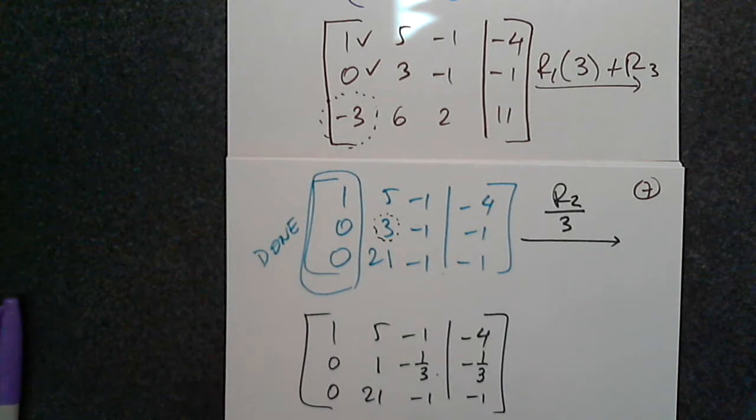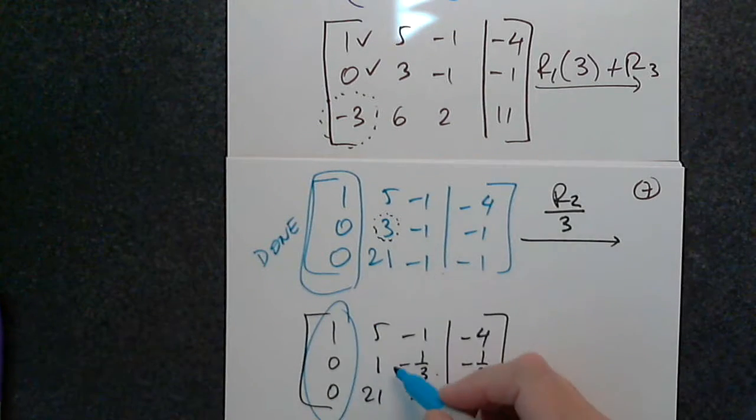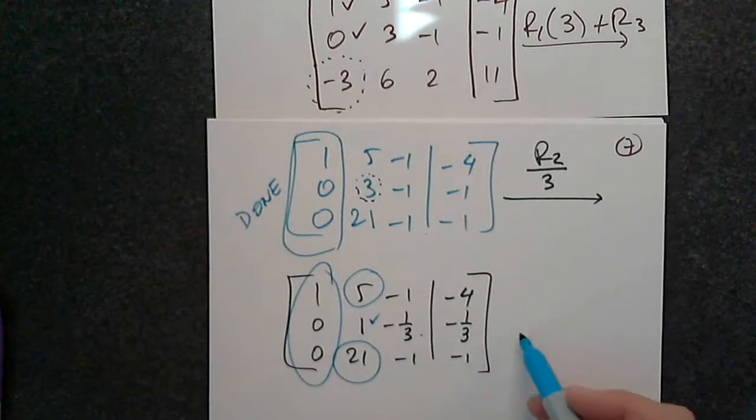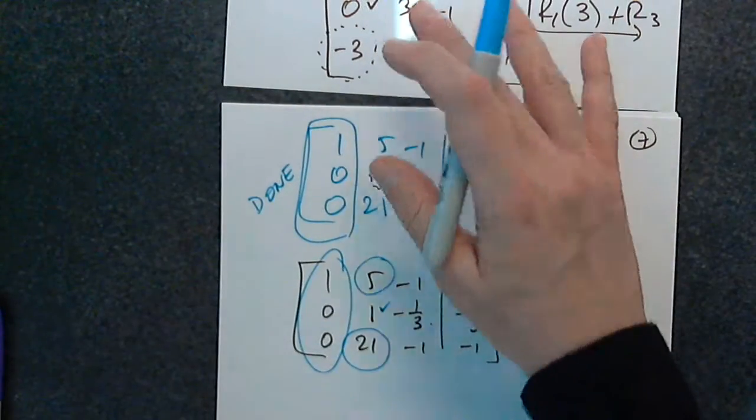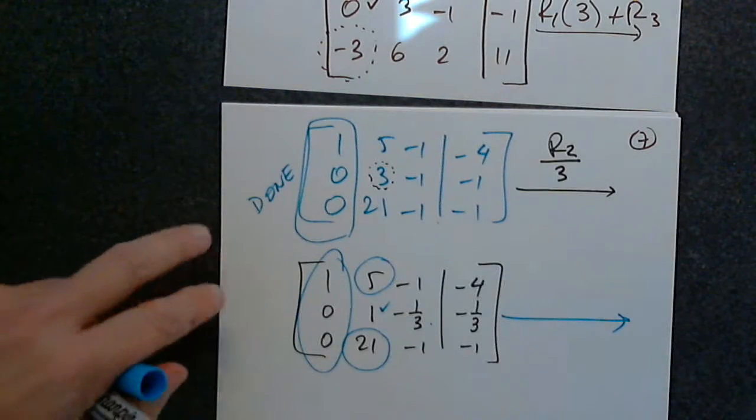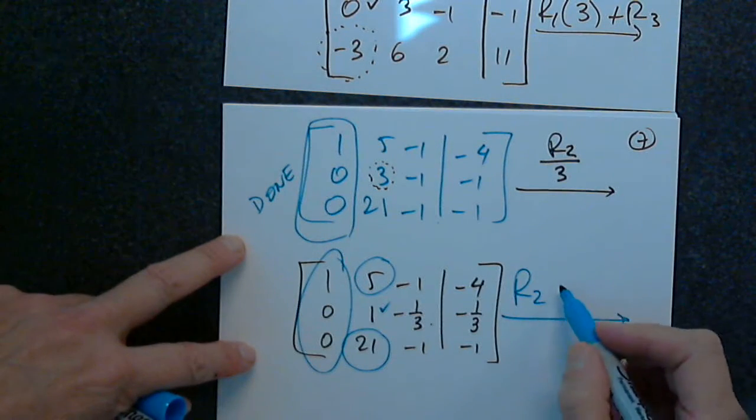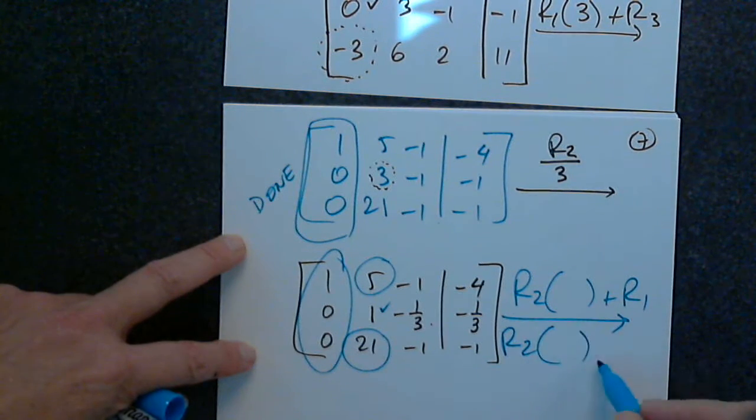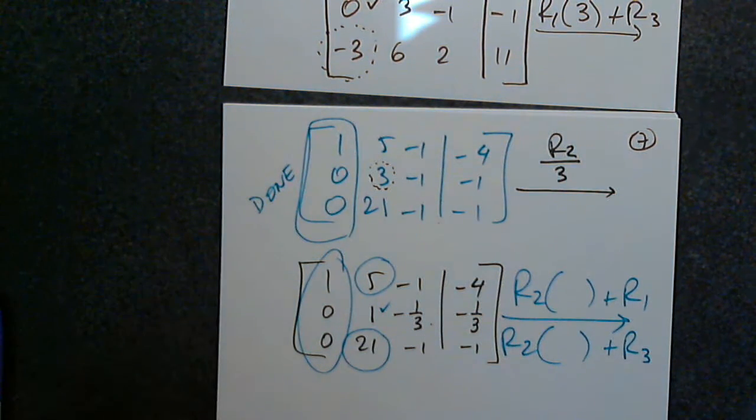So what have we accomplished? We have accomplished this, and we have accomplished this, and now we are here. Which row do I have to use in the second step? Of course, it's row 2 multiplied by something to add to row 1, and row 2 multiplied by something to add to row 3.